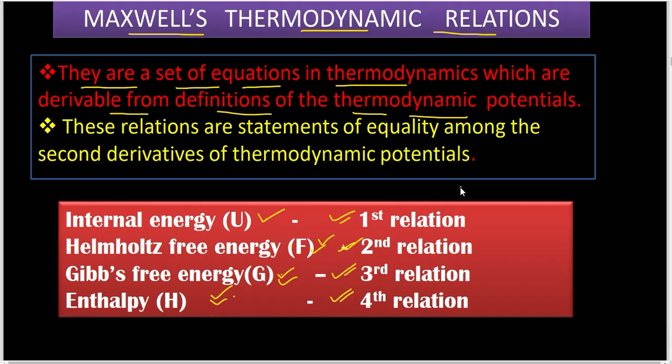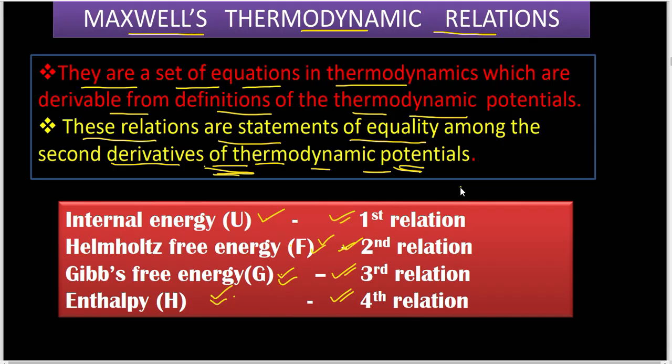First of all, look at this point. These relations are statements of equality among the second derivatives of thermodynamic potentials. पोटेंशियल को क्या करेंगे, पोटेंशियल का हम सेकेंड डेरिवेटिव लेंगे और सेकेंड डेरिवेटिव के बाद हम उसको इक्वलाइज करेंगे. इक्वल करने के बाद हमको जो इक्वेशन मिलेगा हम इसको मैक्सवेल इक्वेशन बोलेंगे.